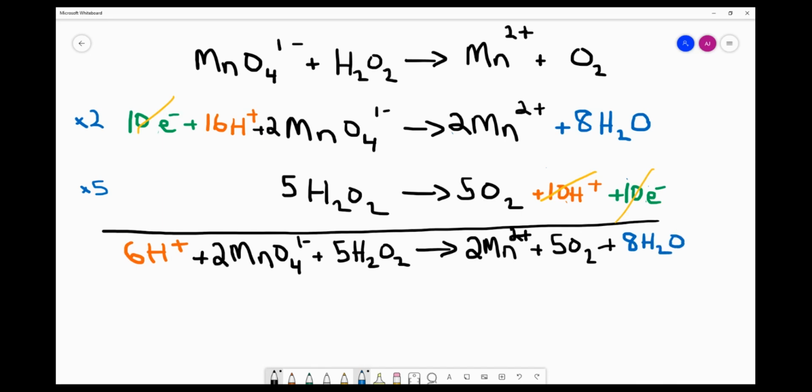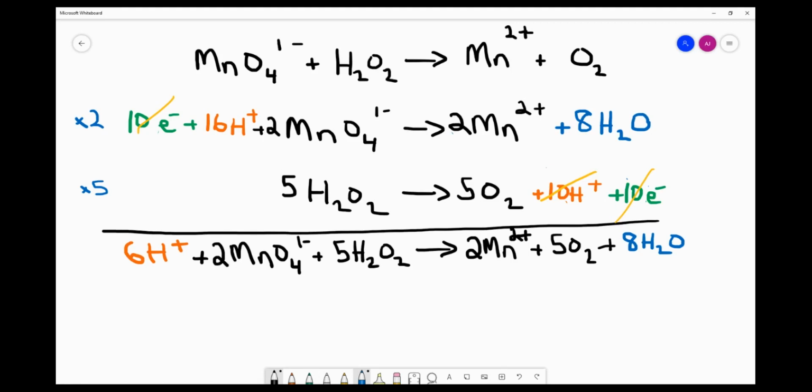Before finishing off, we should double check that all of the atoms and the charges balance. We have 2 manganese on the left-hand side, 2 on the right. We have 16 hydrogens on the left-hand side and 16 hydrogens on the right. We have 18 oxygens on the left-hand side and 18 oxygens on the right. So all of the atoms balance out.